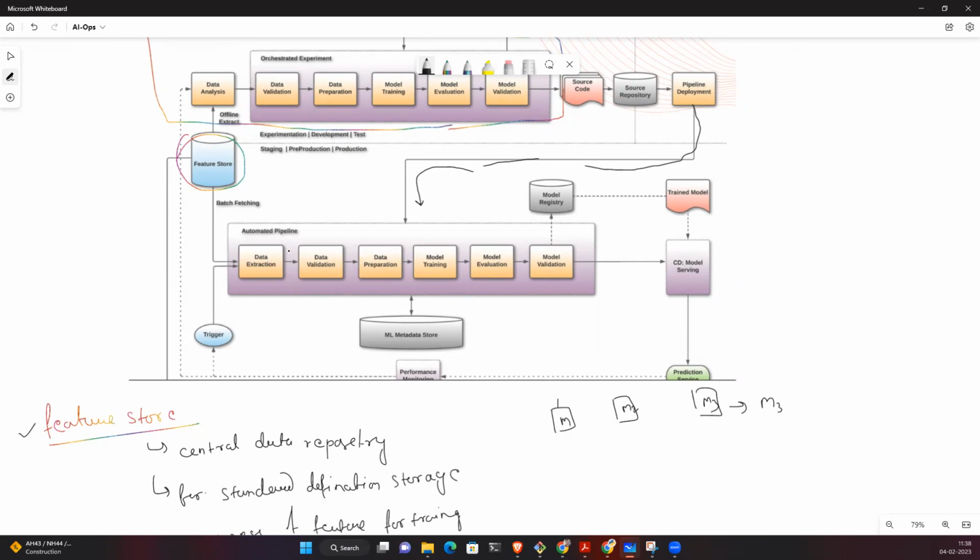You train your model, deploy the model, and again what we are trying to do is extract the data again in production, validate the data, data preparation, data model training, model evaluation, model validation, and then we validate the model, meaning register the model, train the model, and then we do the CD in the sense of continuous delivery, and then the prediction service.